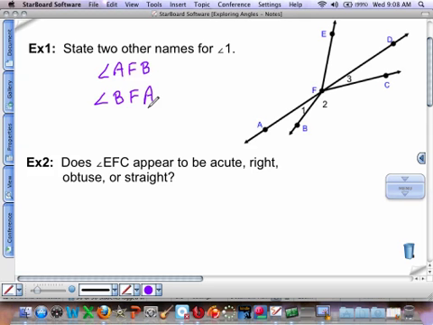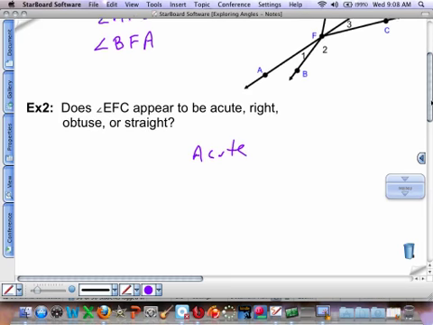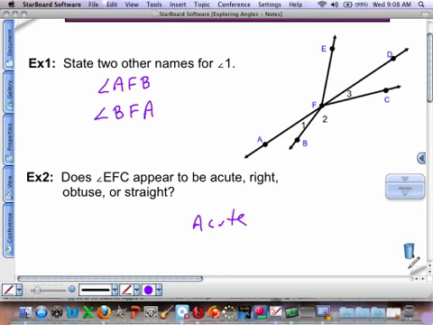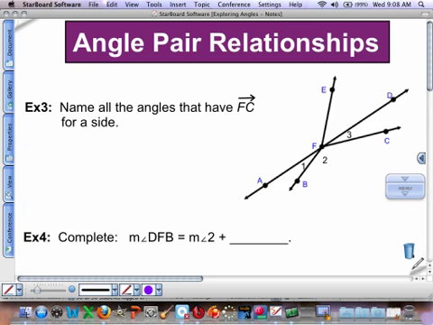Okay, let's look at number 2. EFC, does that appear to be acute, right, obtuse, or straight? Yeah, it kind of looks acute. Nice little cute angle there. Way better than the ugly angles. Yes, that was a lame joke. Okay, here we go.